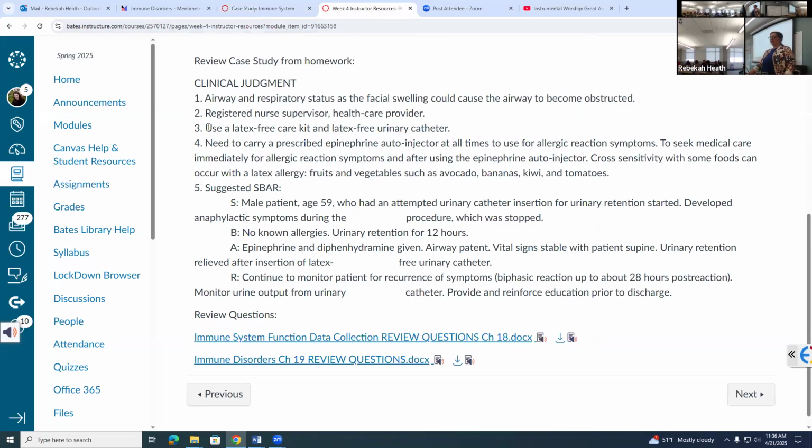And we are going to use a latex-free care kit and a latex-free urinary catheter, right? I think some of you guys struggled with this a little bit, going, well, let's try something else maybe. He hasn't been able to pee. And chances are with this allergic reaction, that's probably going to make him tighten up a little bit more. So we're going to need to catheterize him, but we're just going to make sure we use a latex-free catheter.